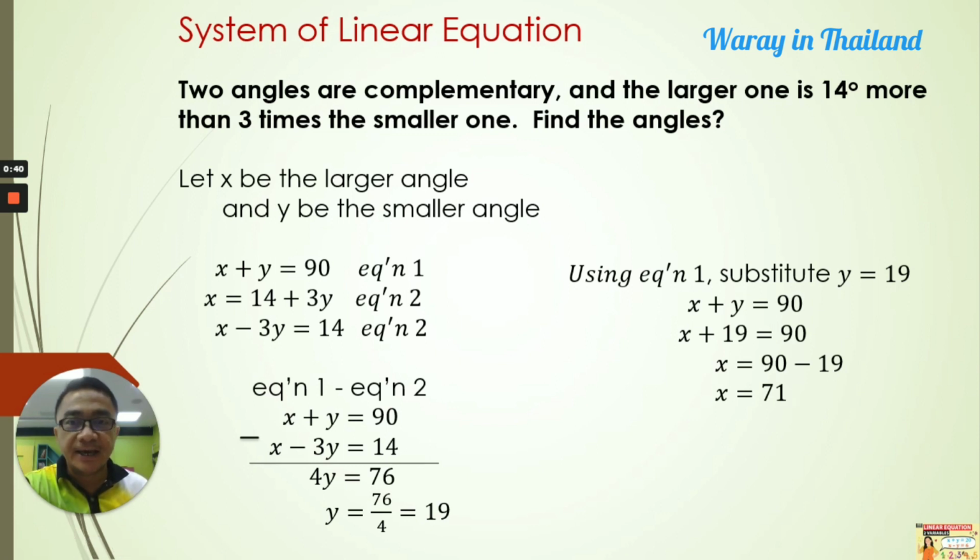So therefore we say that the two complementary angles are: the larger angle is equal to 71 degrees and the smaller angle is 19 degrees. You will see from our equation number 2 that the larger angle is 14 degrees more than 3 times the smaller angle. If we multiply the smaller angle by 3, the larger angle is still greater by 14 degrees.